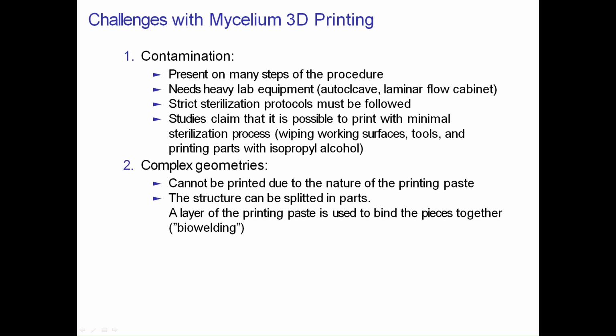Another major challenge is the inability to directly print complex geometries due to the low grain strength of the wet paste, leading to gravitational collapse. This is overcome by separating and biowelding. The geometry is divided in several easily printable parts. Each part is printed separately and it is left to be colonized. Then a coat of the very same printing paste is applied to merge the parts, forming a single monolithic structure.